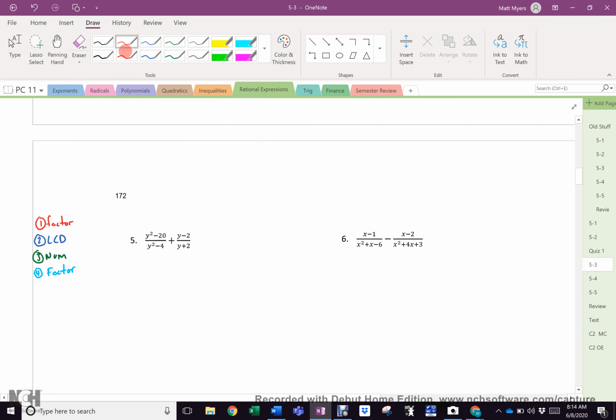So let's do this thing. This doesn't factor because it's not a difference of squares. This factors y plus 2, y minus 2, plus y minus 2 over y plus 2, factored. Lowest common denominator. I need a y plus 2, a y minus 2. This guy has a y plus 2, so this side needs a y minus 2, because my common denominator is y plus 2, y minus 2.